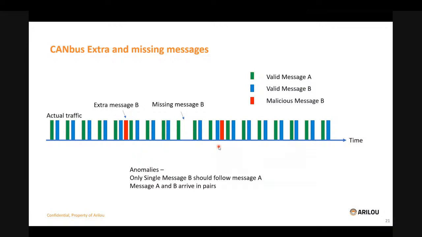We can have odd behavior. For example, a B message twice. This might be someone trying to inject a B message and trying to fool the system with wrong data. This is a case that can be detected because we see two B messages without an A message preceding it. And it might even be in wrong timing. Another case is one in which message B disappeared. There is a request, but there is no response. Those cases appear in CANbus.